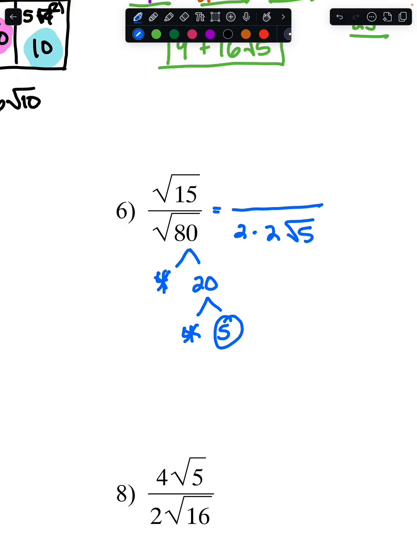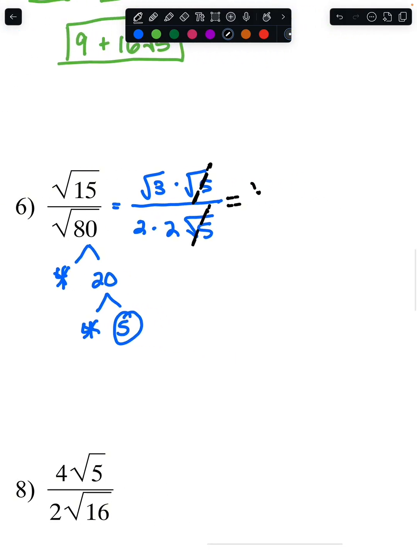And then on the top, I happen to have 15. Well, can I split 15 so where it can cancel something on the bottom? Yes. Square root of 3 times the square root of 5 on the top. Now, is there something on the top that could cancel something on the bottom? Yes. This square root of 5 can cancel with this square root of 5, leaving me with square root of 3 on the top over 4 on the bottom. That is your final answer.